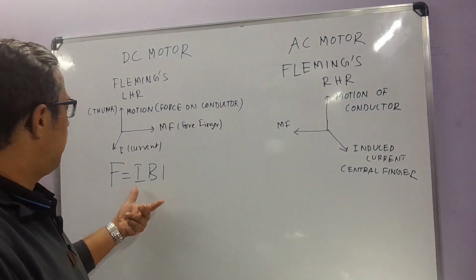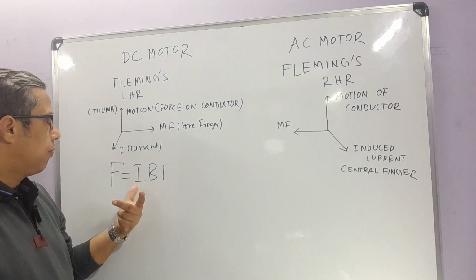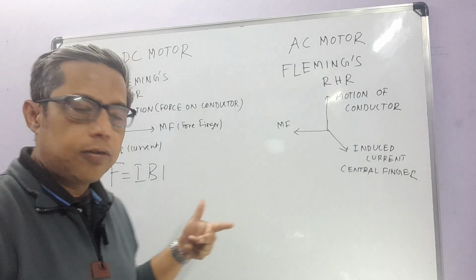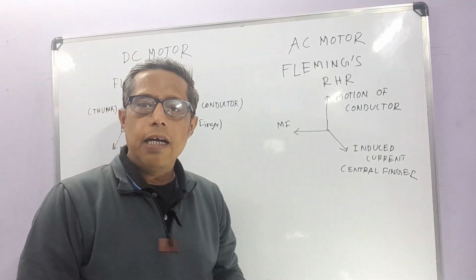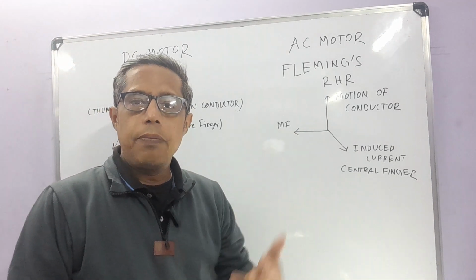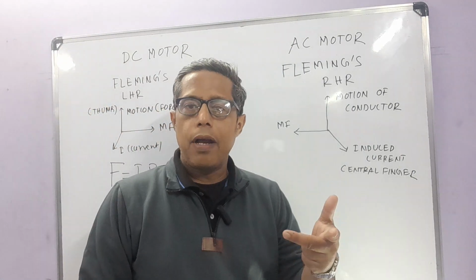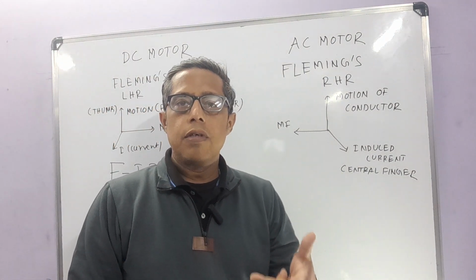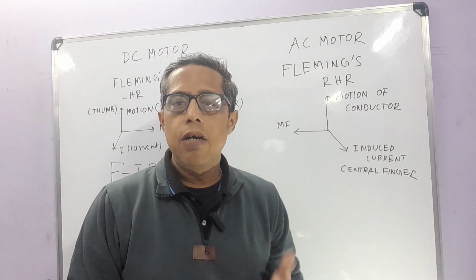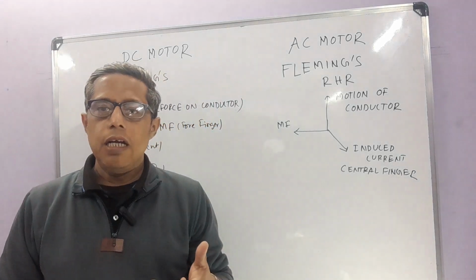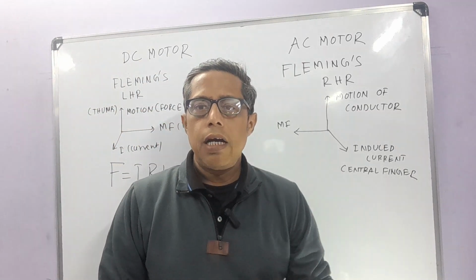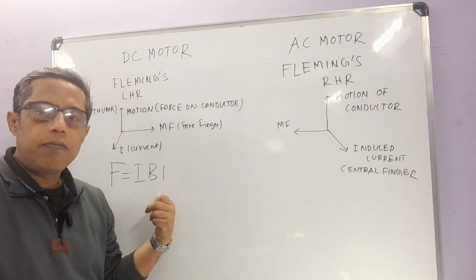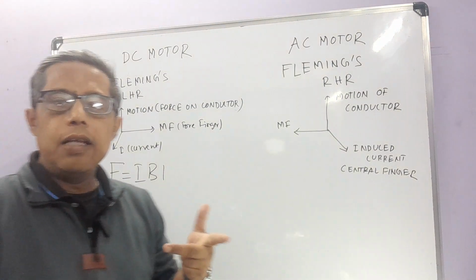And that force is proportional to BIL. That means this force is proportional to the current flowing in the circuit, directly proportional to the magnetic field, and the length of the conducting wire. So you may get a question like what are the parameters involved in Fleming's left hand rule? The conducting wire receives a force in the presence of a magnetic field, and that force depends on the magnetic field, the current, and also the length of the conducting wire.